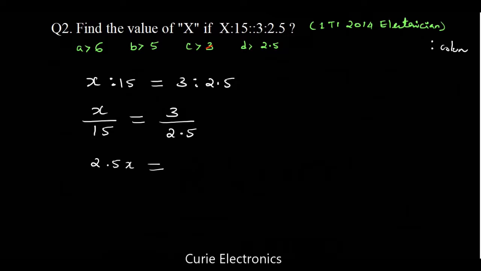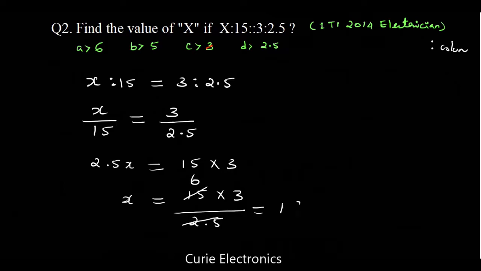2.5x equals 15 multiplied by 3. So x equals 15 multiplied by 3 upon 2.5. So 2.5, how many times 15? 6 times. So you will get x equal to 18. We need not do all these things. What is the simplest thing? If we simplify this ratio, again we will get back. Here itself it is saying x equal to 3. So directly we can write the answer x equal to 3.